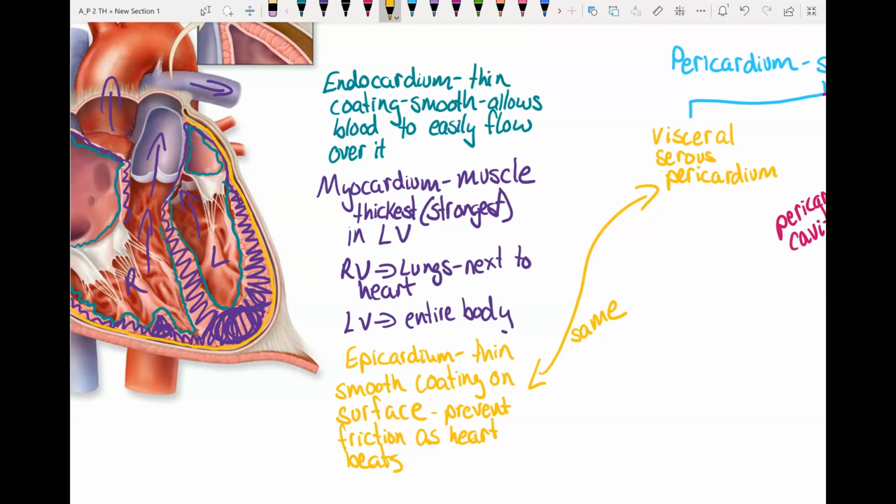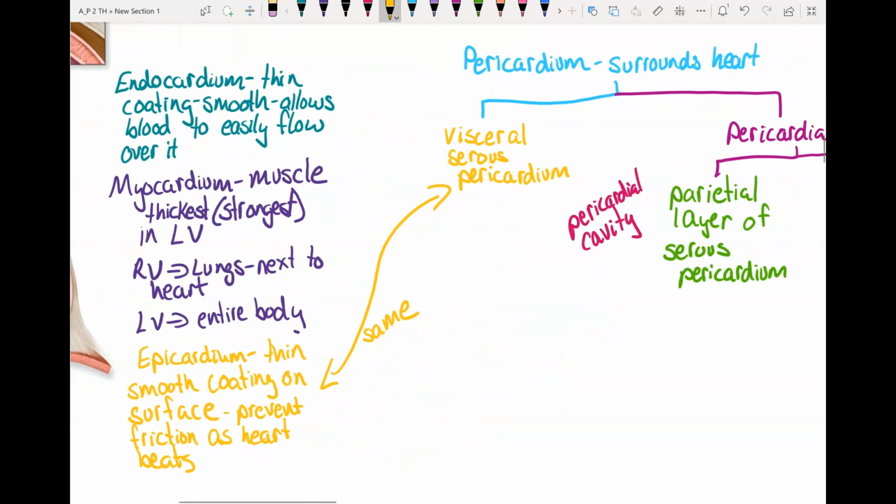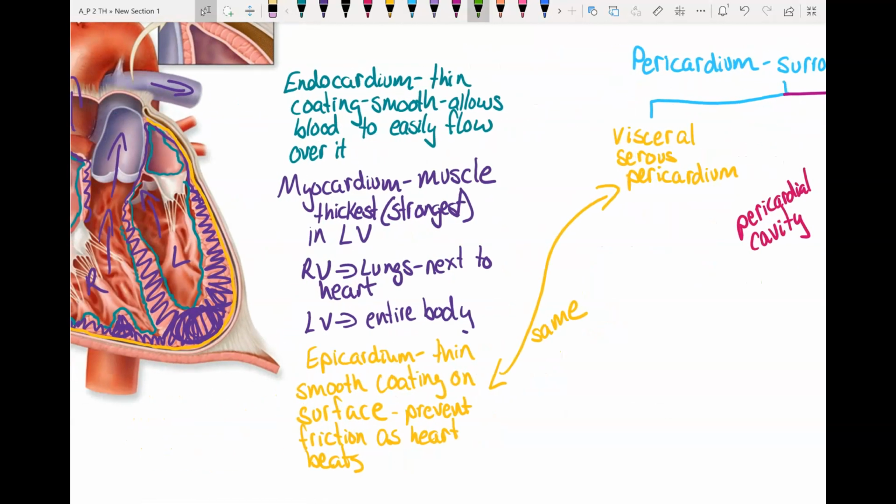Kind of think about when I'm at school, I'm a teacher. When I'm at home, I'm mom. I'm the same person, but I have 2 different titles depending on where I'm at, what context. So this is the same exact structure, it just has 2 different titles depending on which context you're talking about. Then there is the parietal layer of serous pericardium. That is this part.